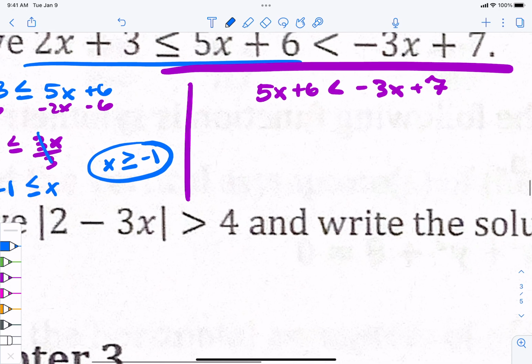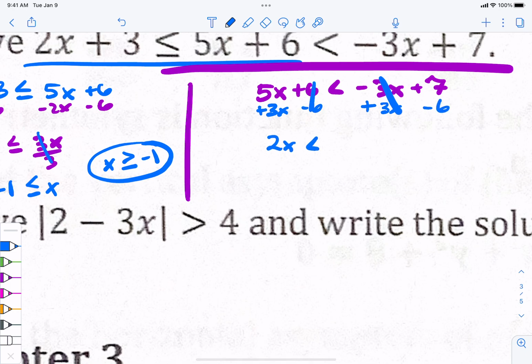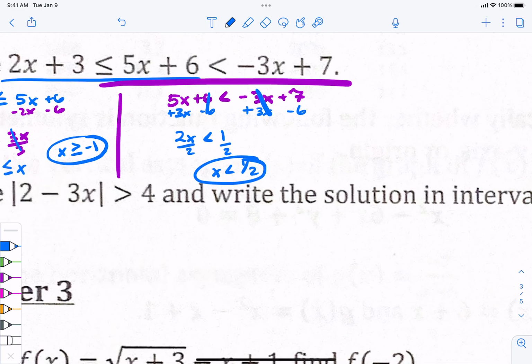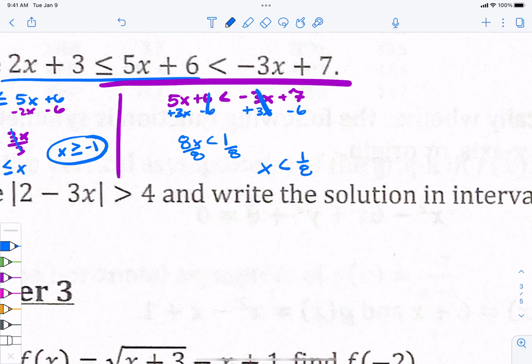All right, next. I'm going to add 3x, and I'm going to subtract 6. So 2x is less than 1. Make sure you're checking to see if I'm doing this right. Shouldn't it be 8x? Correct. 8x is less than 1. Divide by 8. There we go. X is less than 1/8.